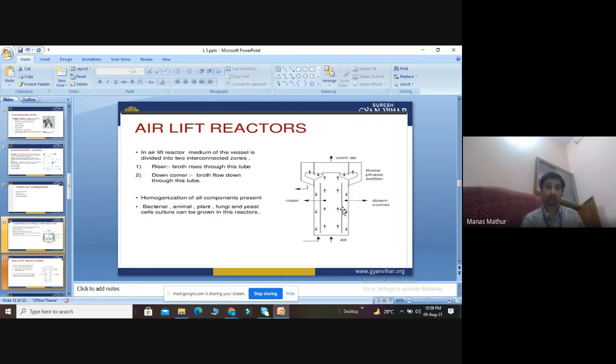Okay, so these are airlift reactors. It means on one side air is going upside, and on the other side air is going downside. So it makes a proper homogenization of all the cells. So the second type is called the airlift reactor.